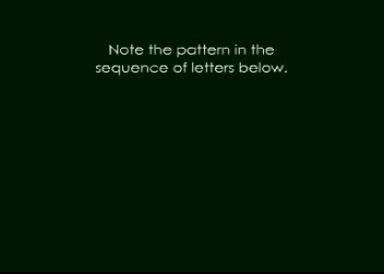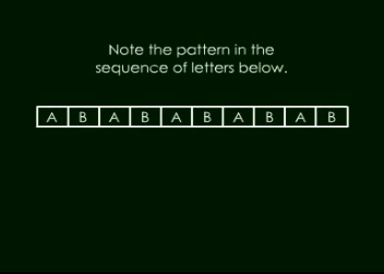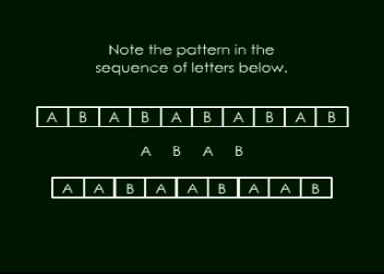Now children, see these letters. A, B, A, B, A, B, A, B, A, B. After A, there is B. Again A, again B. See the next pattern. It is A, A, B, A, A, B, A, A, B. That means after A, it is A, then it is B.